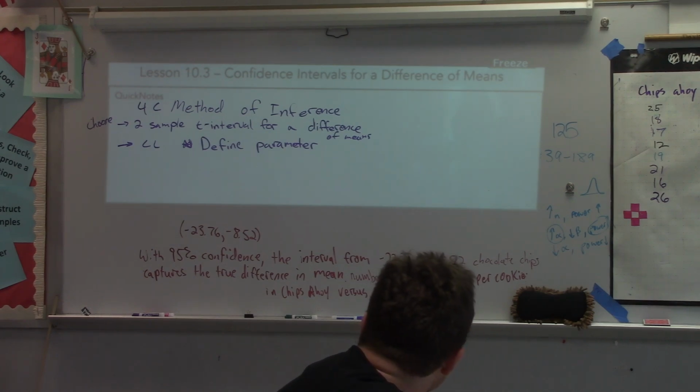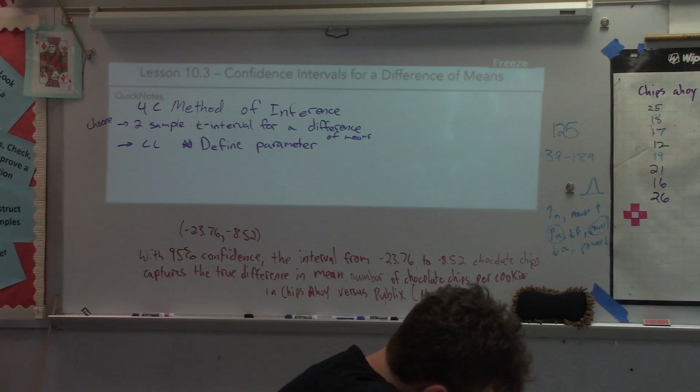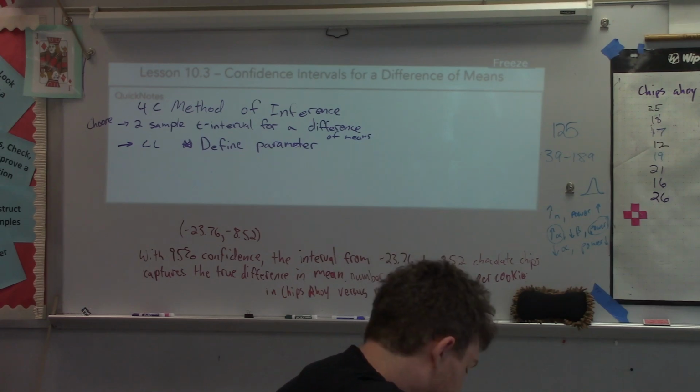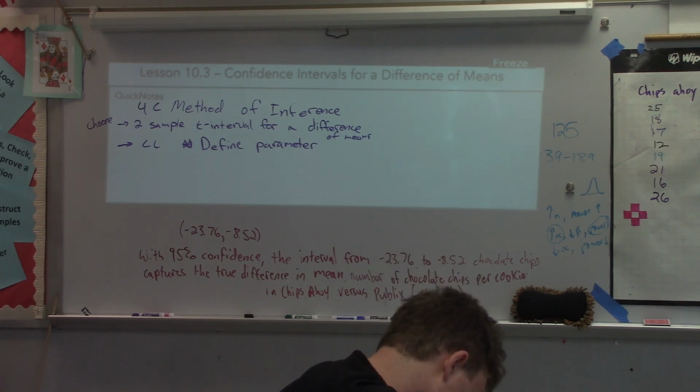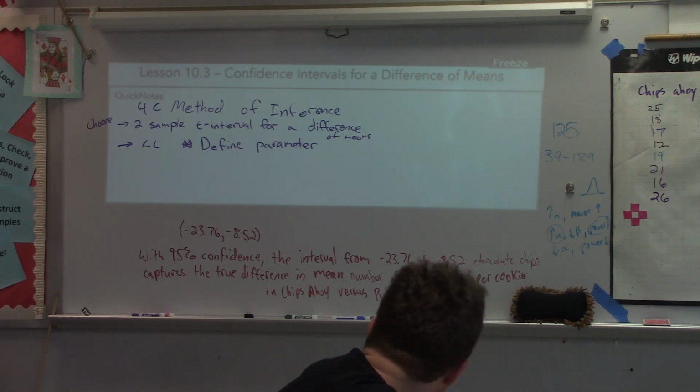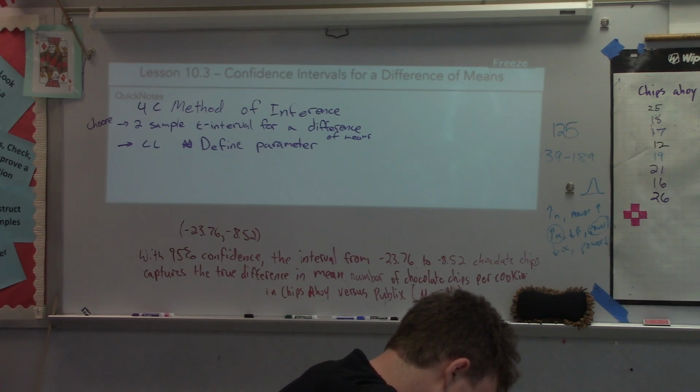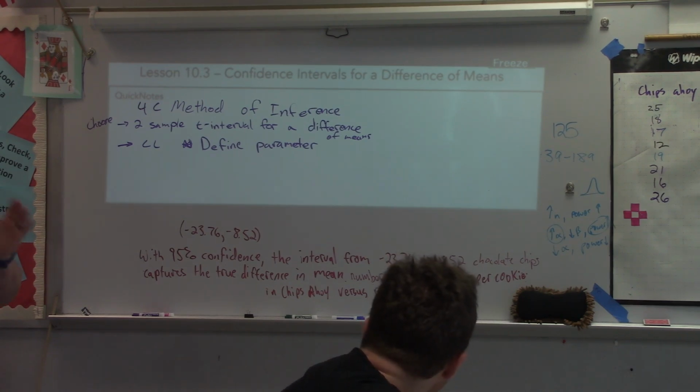I will make that note, and I said it in the video that I worked some problems out at home. Personally, I really do prefer just saying mu 1 minus mu 2, and then mu 1 is this, mu 2 is this. Or you can say mu sub CA for Chips Ahoy and mu sub P for the mean number of chocolate chips for Publix. I like that language better.